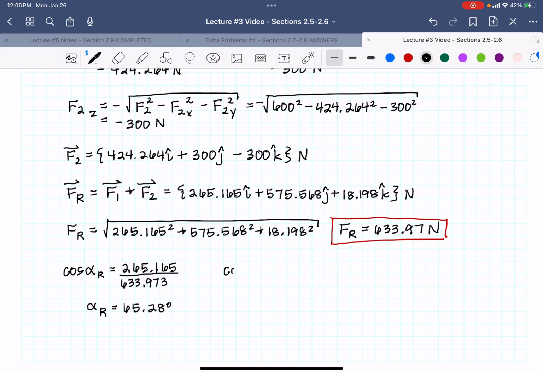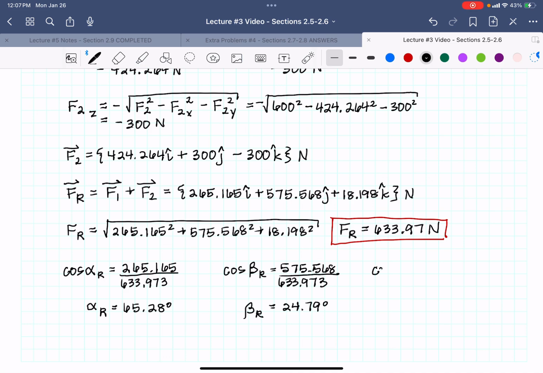I'm going to do a similar thing for beta. Cosine of beta resultant equals 575.568 over 633.973, because that's the magnitude. And I get that beta resultant equals 24.79 degrees.